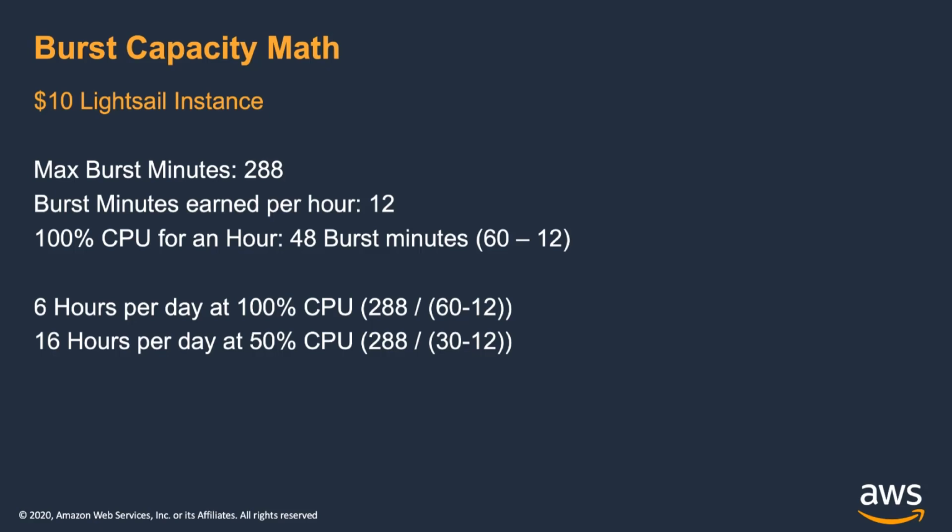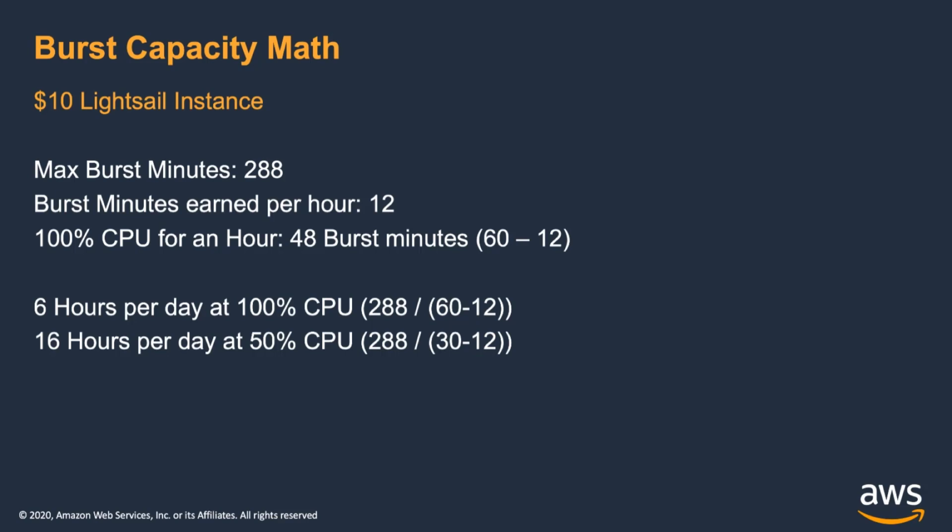And with 288 total minutes of capacity available, if you're draining it at 48 minutes per hour, it's going to take you about 6 hours to completely drain your CPU, and you're going to go into that throttled state, which is not anything you ever want to happen, especially on a production site. At 50% CPU, using that same math, you're consuming 30, you're replenishing 12, which is a net of 18. 18 into 288 gives you 16 hours at 50% CPU, right?